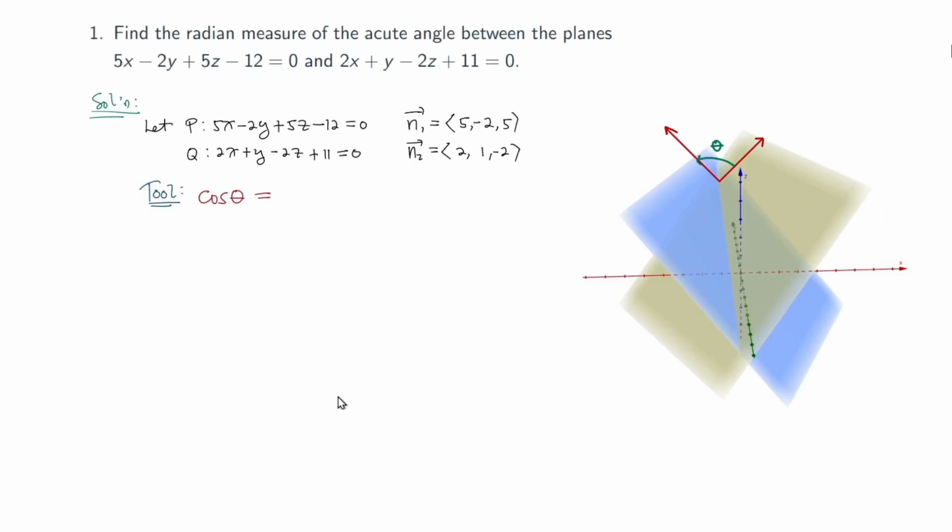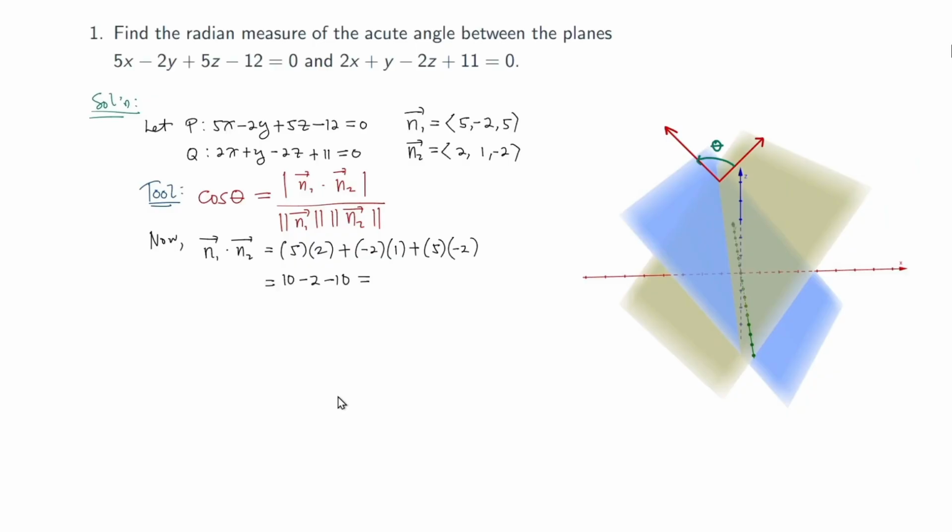In order to solve this one, we need the following formula. We have cosine theta equal to the absolute value of the dot product of n1 and n2 divided by the magnitudes. Now let's calculate the dot product, which is a direct calculation where we simply substitute these values, and this gives us a value equal to -2.